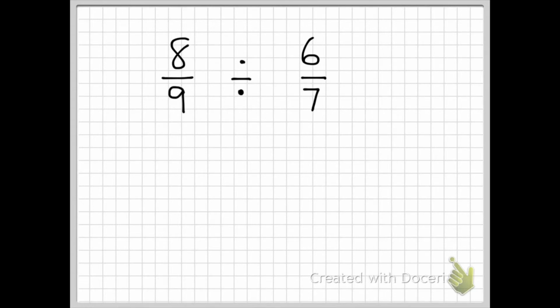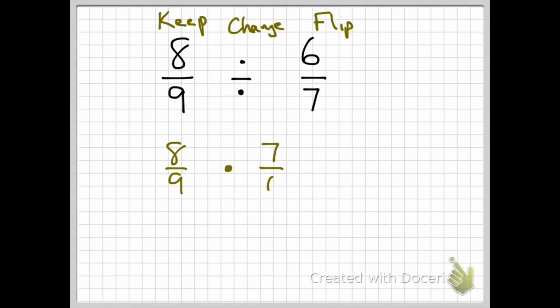So what we need to remember is what we call the keep, change, flip, or the KCF step. So we're going to keep this first fraction. We're going to change this to a multiplication operation, and then we're going to flip this. We're going to take the reciprocal, which is just flipping it upside down. So we're going to keep this as 8/9. We're going to change this to multiplication, and then we're going to flip this to 7/6.